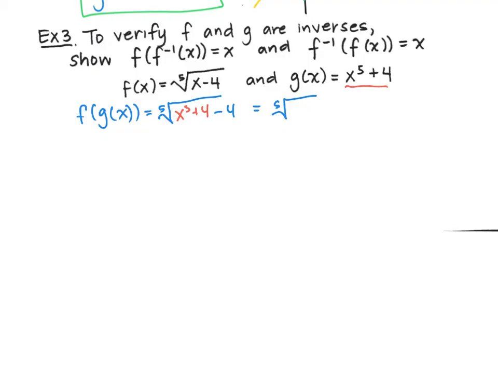Okay, the 4's cancel, so I have the fifth root of x to the fifth. Fifth root of x to the fifth is just x. So when I go in that direction, it does seem to confirm that they're inverses. Now I'm going to do g of f of x to make sure it works in the other direction.